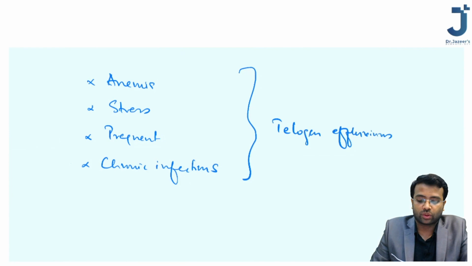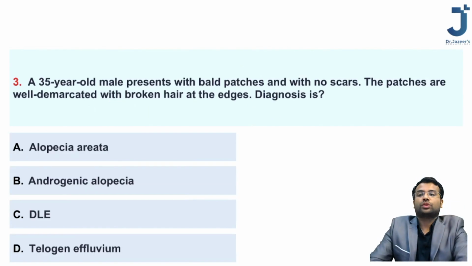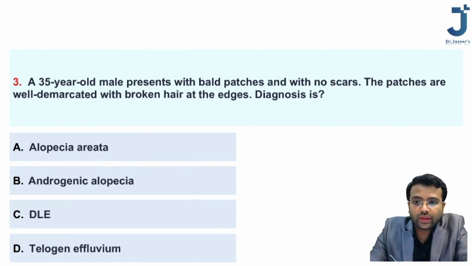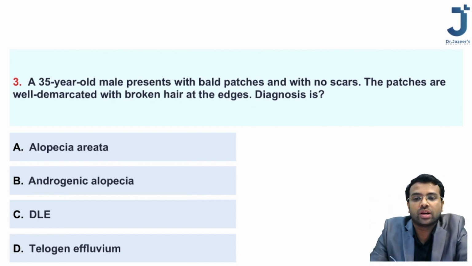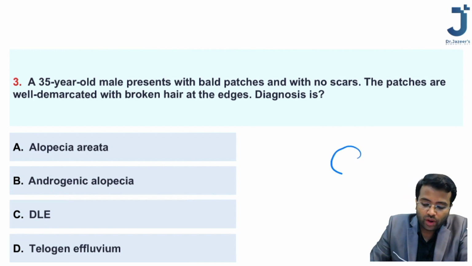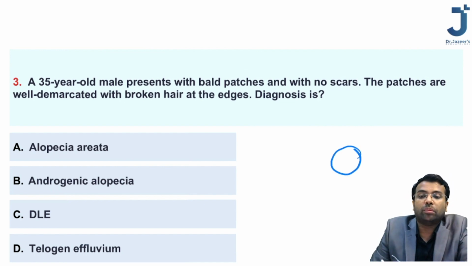Okay, so now let's go to the next question. The next question says a 35-year-old male presents with bald patches with no scars, meaning there is a non-scarring alopecia, and there is a bald patch, meaning a patchy hair loss. These patches are well demarcated with broken hair at the edges. So what is the right answer here? Is it alopecia areata, androgenic alopecia, DLE, or telogen effluvium?